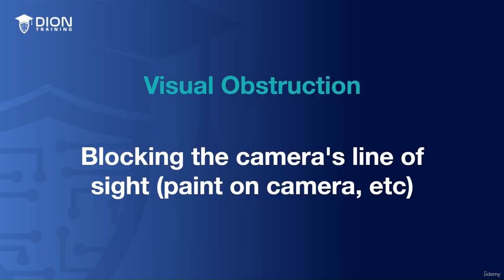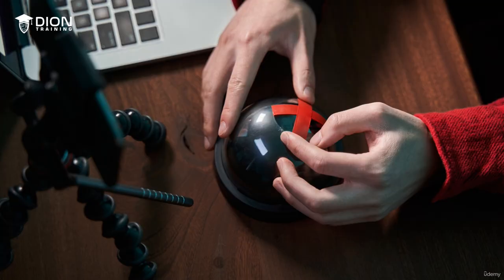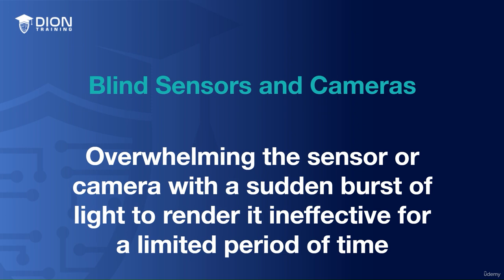First, we have visual obstruction. A visual obstruction is a simple yet effective way to bypass video surveillance by blocking the camera's line of sight. This is a simple technique, and it usually involves spray painting or foaming over a camera lens, placing a sticker or tape over that lens, or positioning objects like balloons or umbrellas in front of the camera to block its view.